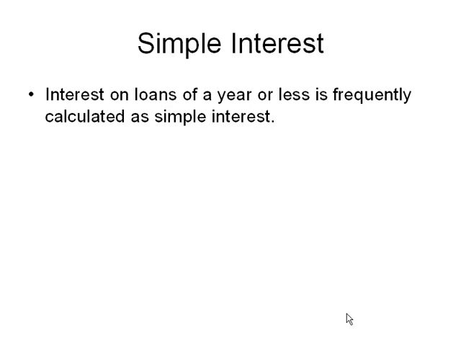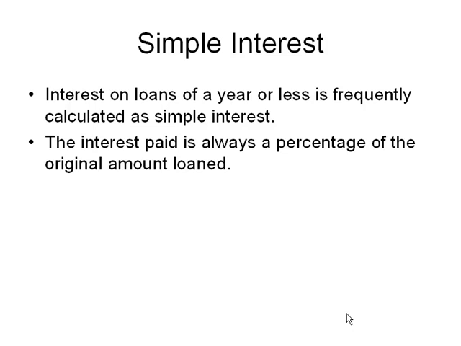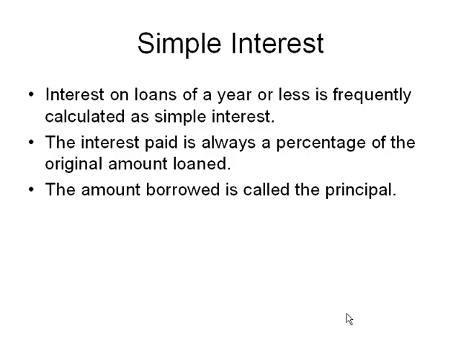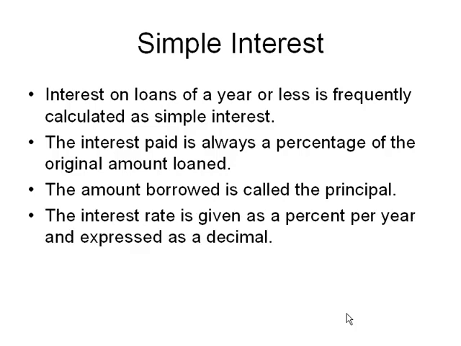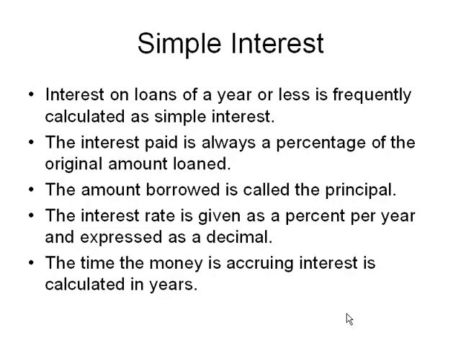First thing we're going to talk about here is simple interest. And simple interest occurs on loans of a year or less. The interest paid is always a percentage of the original amount loaned. The amount borrowed is called the principal. The interest rate is given as a percent per year and is expressed as a decimal. The time the money is accruing interest is calculated in years.